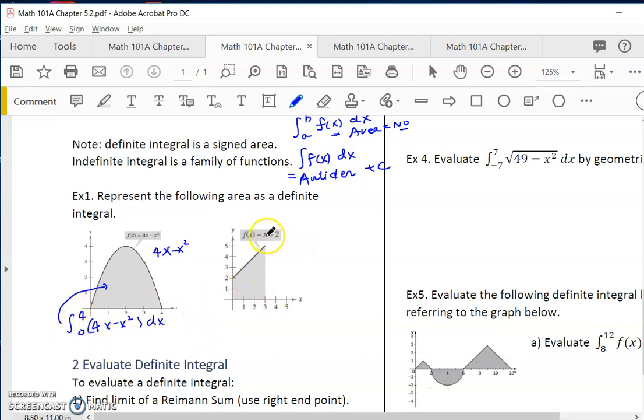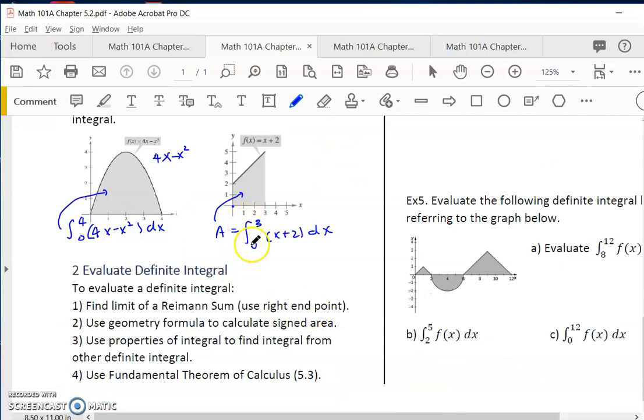If I have a function x plus 2 and I want to find the area from 0 to 3, I'll write this shaded area as the integral from 0 to 3, because the boundary is 0 to 3, of the function x plus 2 dx. This is actually the Riemann sum representation.